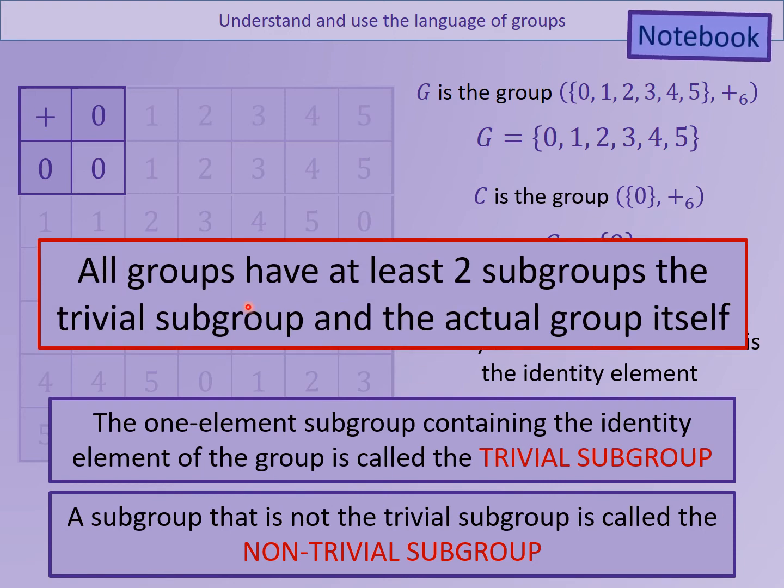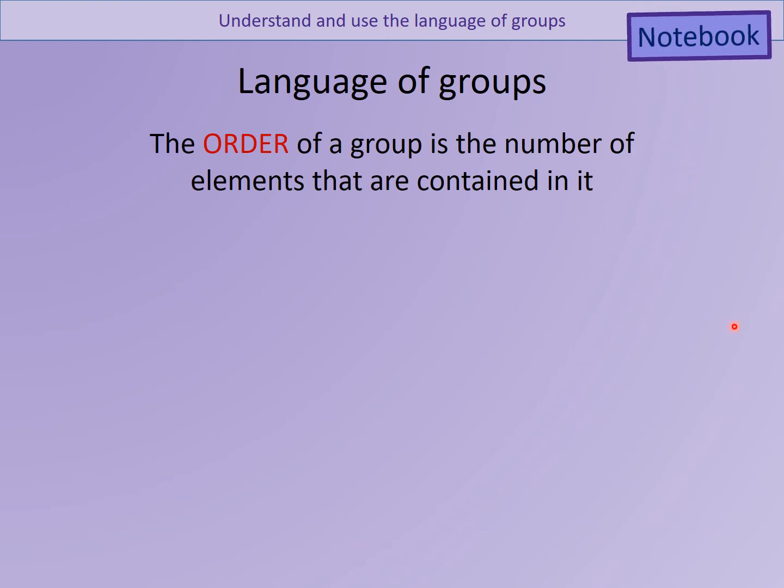I've just mentioned this, but it's worth mentioning again, that all groups have at least two subgroups: the trivial subgroup and the actual group itself. Right, sticking with your notebooks for a minute, we're just going to do a few more bits of notation. We're going to talk about the order of a group. You need to be careful because there's the order of an element later on as well, so you need to make sure you spot the difference.